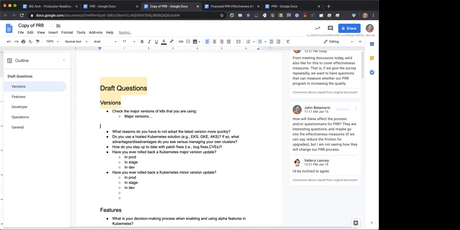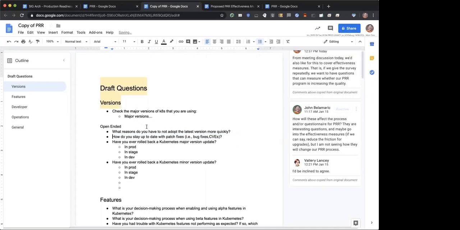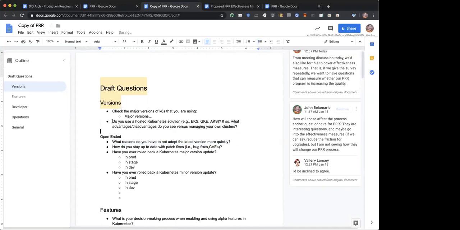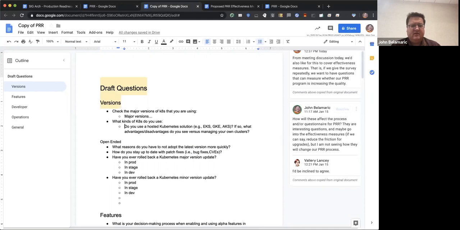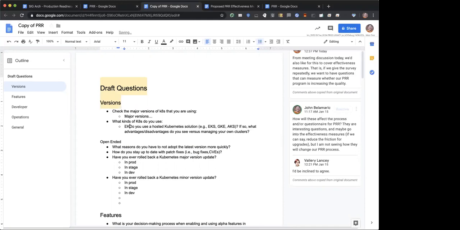Instead of asking do you use a hosted Kubernetes, how about we ask them to check the kinds of Kubernetes that they use, and we list EKS, GKE, IKS. We just list all the major ones, and we can put an other box. They can enter something. Sure. Okay.